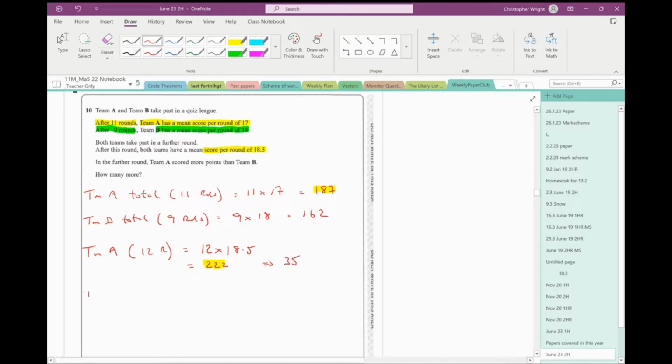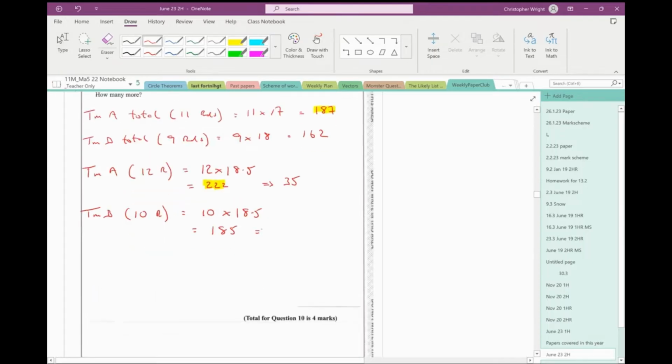Now, what about Team B? Let's have a look. Team B, they did a 10th round. Their mean after the 10 rounds was 18.5, so their total was 185. So their score in that round would have been 185 minus 162, which is 23.